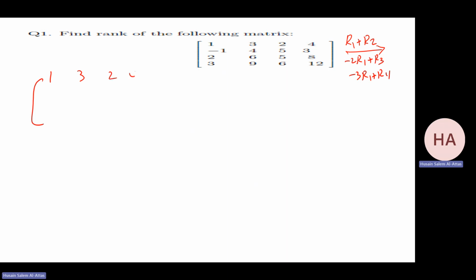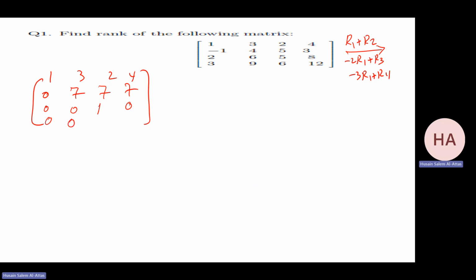1, 3, 2, 4. Multiply by 1 and add, that will be 0. By 1 and add, that will be 7. By 1 and add, that will be 7. By 1 and add, that will be 7. Good. Multiply minus 2 and add, that will be 0. Minus 2. Minus 2. Minus 6 plus 6, that will be 0. Minus 2. Minus 4 plus 5, that is 1. Minus 2, that will be 0. Minus 3 and add, that will be 0.